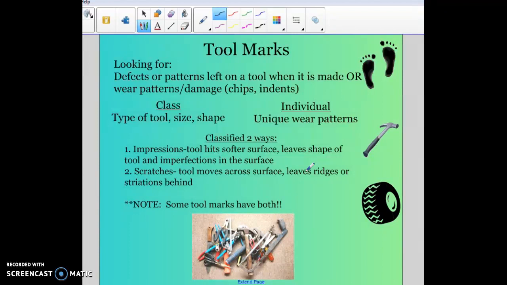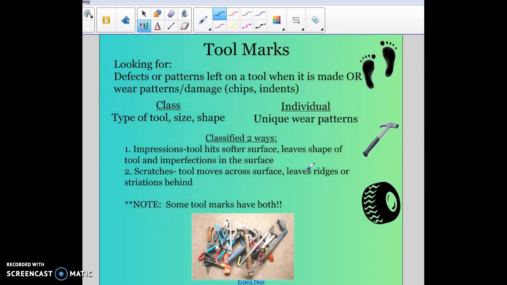The last type of impression evidence is tool marks. A lot of times we'll find tool mark impressions left behind at breaking and entering crimes. There are other situations in which they're present, but that's a lot of times where they'll find them. People trying to get into or out of houses or areas, and they're trying to use tools to bust open the window or the door or anything like that. You're looking for defects or patterns that are left on the tool when it's made, or wear patterns or damages within the tool left behind in the impression.